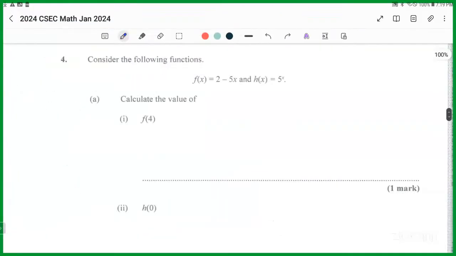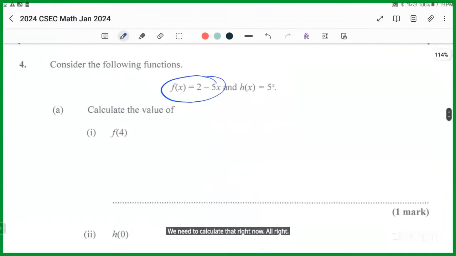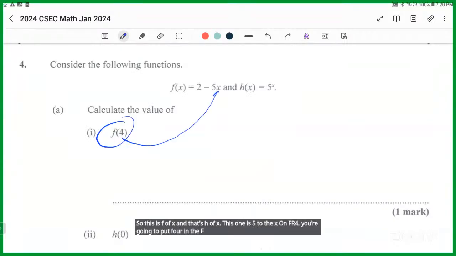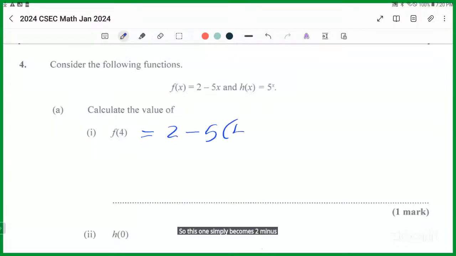All right. So this is f of x, and that's h of x. This one is 5 to the x. The one f of 4 means you're going to put 4 in the f function right there. So this one simply becomes 2 minus 5 times 4. 5 times 4 is 20. 2 minus 20 is negative 18.